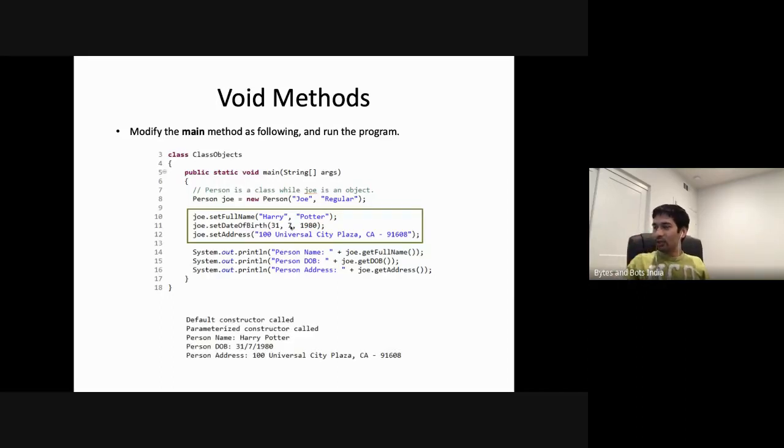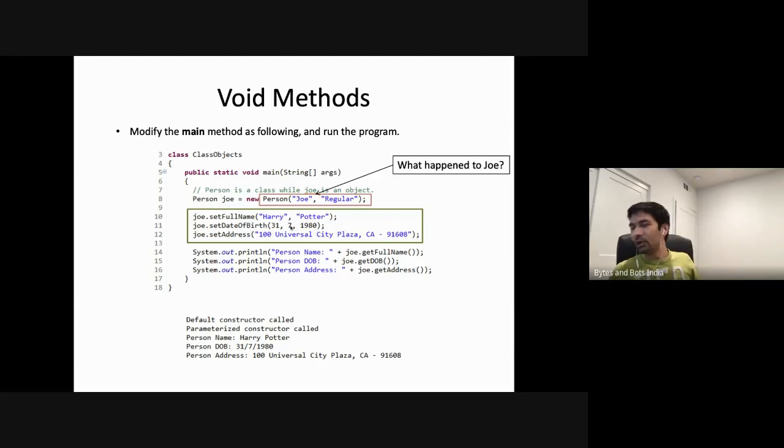All right, so we all got this kind of a result, something similar. Now we understand how all this happened. So the question is, what happened there? We provided regular Joe, but it printed Harry Potter, and well, we know because we set the full name, so we modified the value.